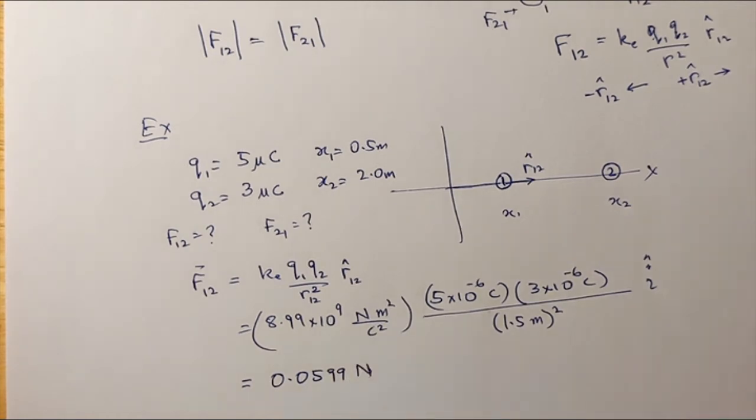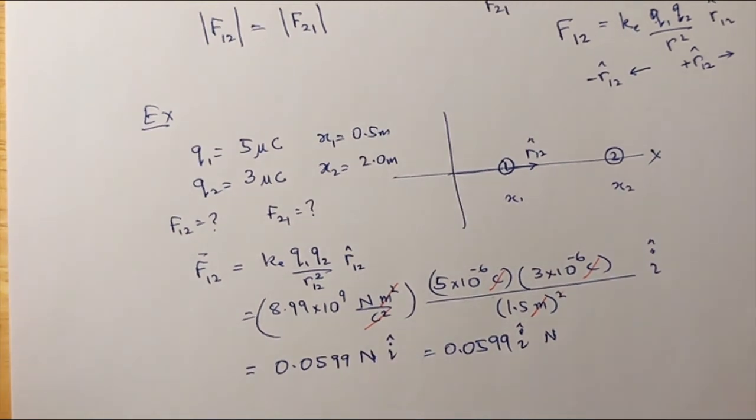which comes out to 0.0599 newtons. We can see that the meter square will cancel with meter square, and the coulomb will cancel with the coulomb square, so we're left with the newton. So that will be the force here, and it's in the i direction. Well, better written as 0.0599 i newtons.